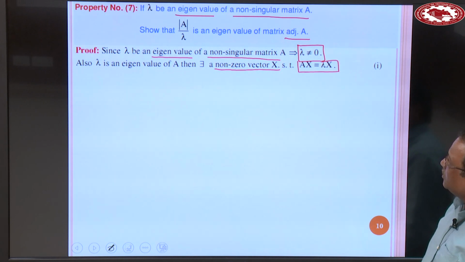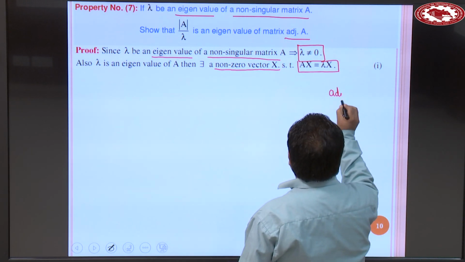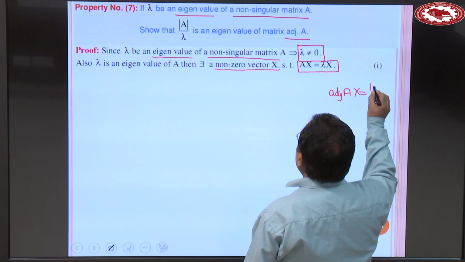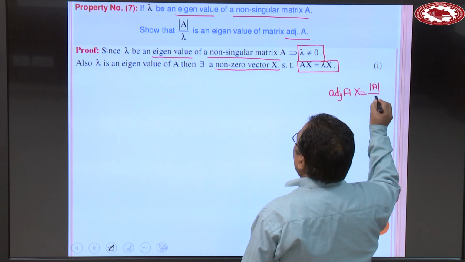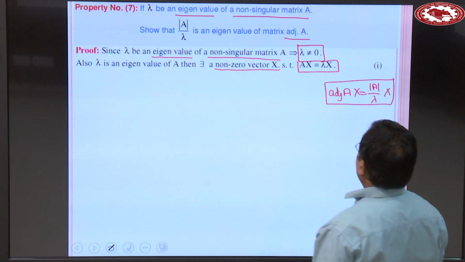Now what do we have to show? Determinant A over lambda is an eigenvalue of adjoint A. So we have to show that adjoint A x is equal to determinant A divided by lambda x. This we have to prove.